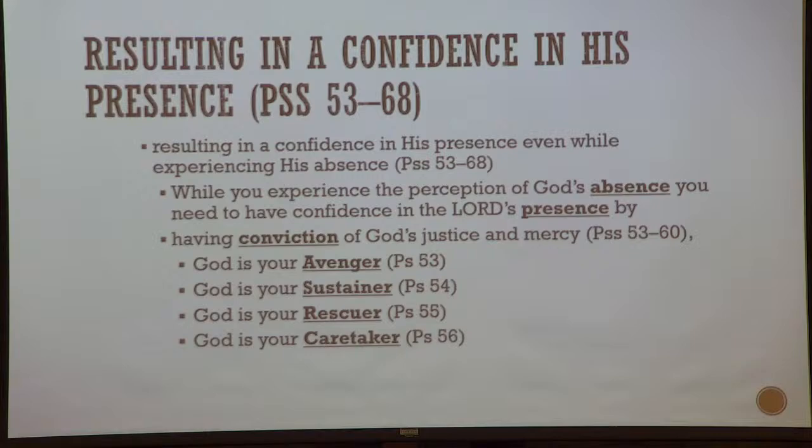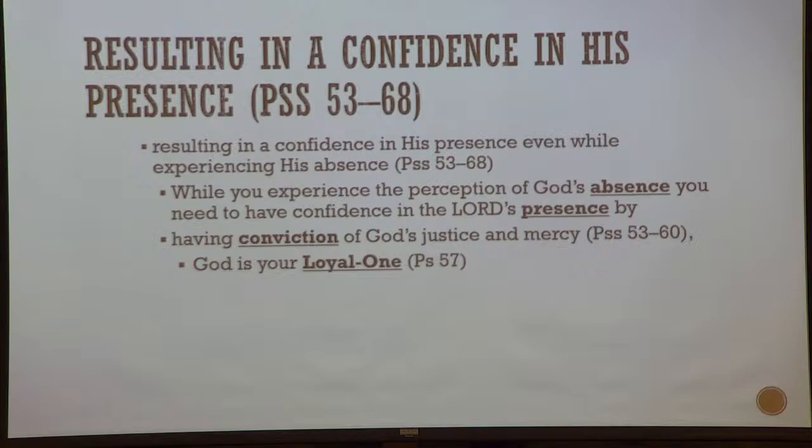In Psalm 56, he's the caretaker. We see that, especially in Psalm 56:8, you have taken account of my wanderings, put my tears in your bottle. Are they not in your book? In God, whose word I praise, in Yahweh, whose word I praise, in God I trust, I shall not be afraid. What can man do to me? He's the one who's providing that and taking care of David.